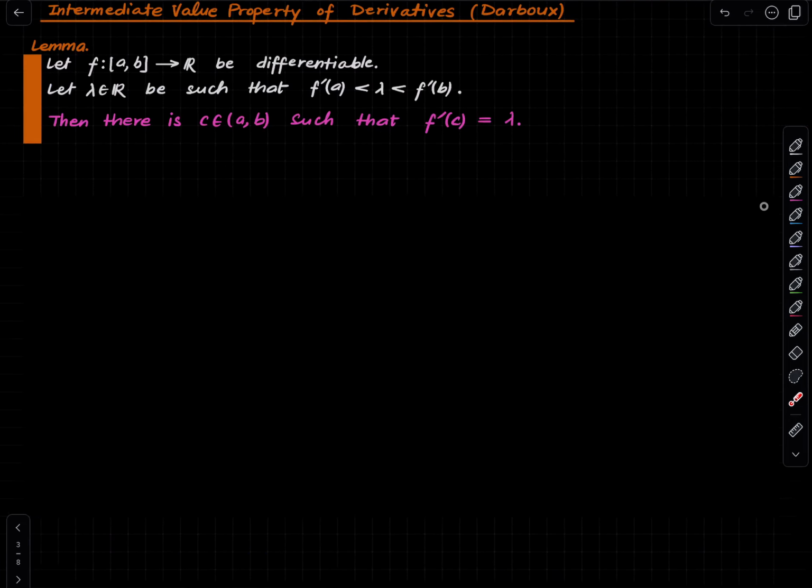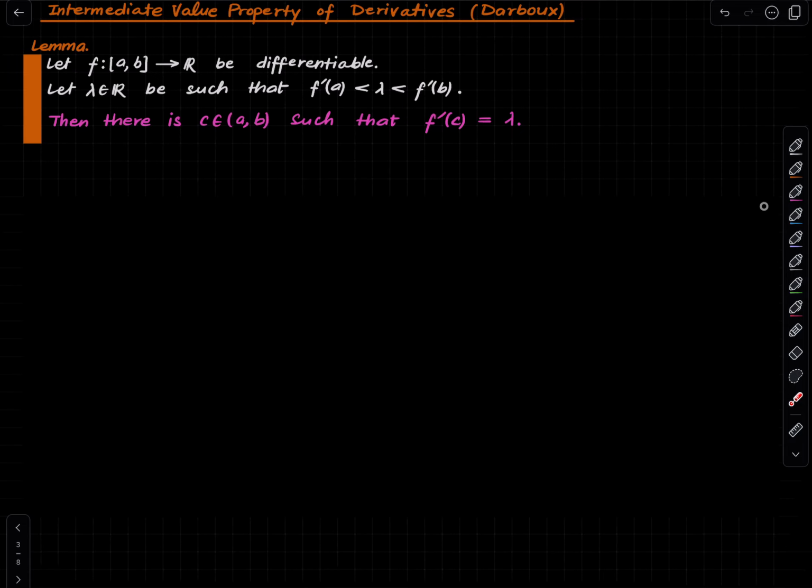So first we will prove what I will call the intermediate value property of the derivatives. And I think it is a fact due to Darboux. We will later encounter another theorem due to Darboux when we will discuss integrations. But for now, we have this theorem.